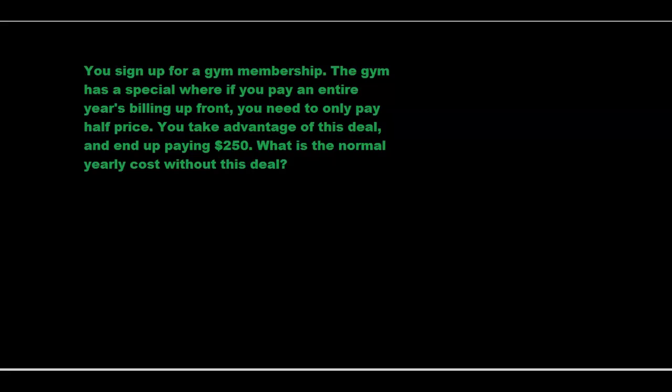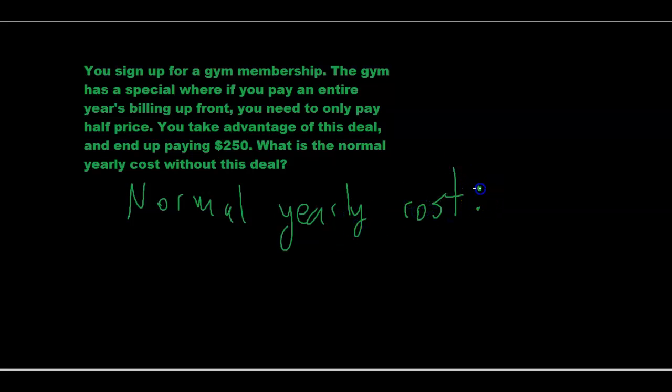All right, so we have an unknown here, so we're going to assign that a variable. We're going to call the normal yearly cost, we're going to give that pretty much the most basic variable, x. All right, so we're going to call that cost x. Okay, and what is our scenario? Our scenario is that you paid 1/2 of the normal yearly cost and ended up paying a total of $250. So that means 1/2 times x equals 250, right?